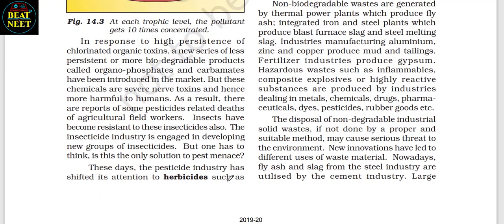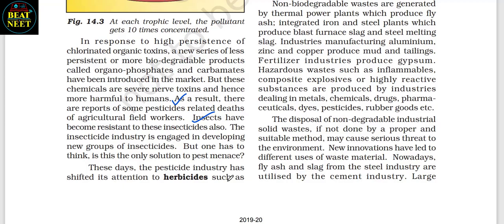In response to high persistence of chlorinated organic toxin, a new series of less persistent or more biodegradable products called organophosphates and carbamates have been introduced in the market. But these chemicals are severe nerve toxins and hence more harmful to humans. As a result, there are reports of some pesticides-related deaths of agriculture field workers. Insects have become resistant to these insecticides also.